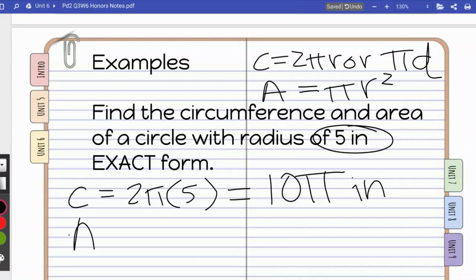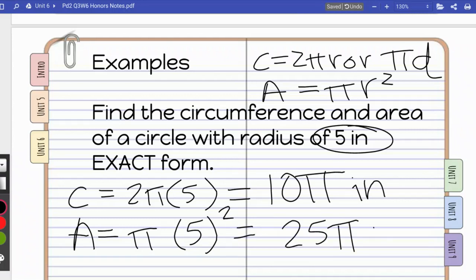And then if I want to find area, it's just pi times 5 squared. So we get 25 pi. And since it's area, that's going to be in inches squared.